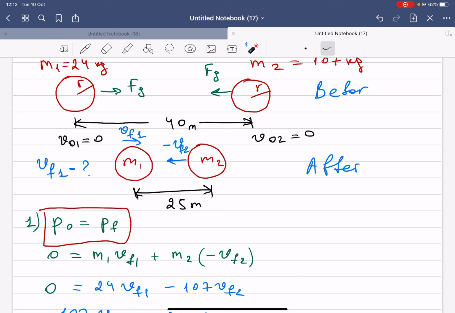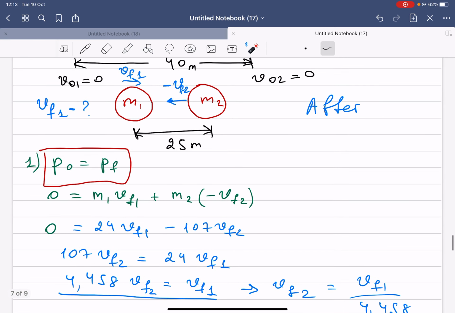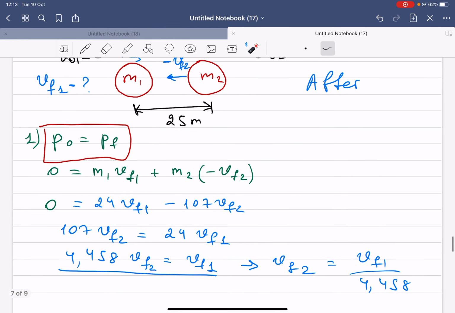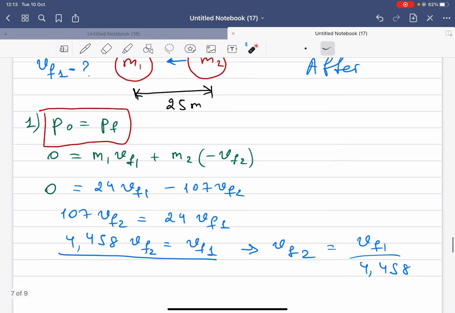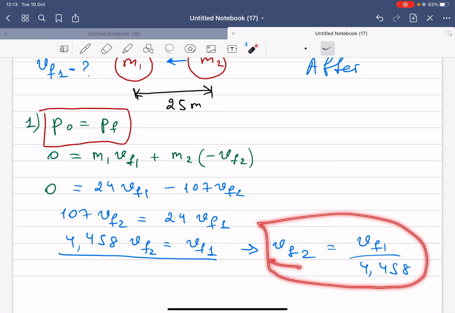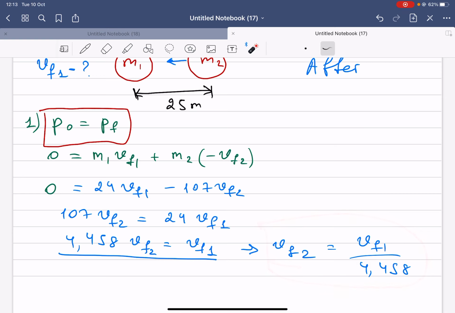In momentum it is very important to know the direction, because depending on the direction the sign will be different, positive or negative. So for the second object, m2, in the bracket, negative v final 2, because it is moving in the opposite direction. Okay, so by plugging in the masses we can calculate that v final 2 is equal to v final 1 divided by 4.458. Okay, let's keep it here.